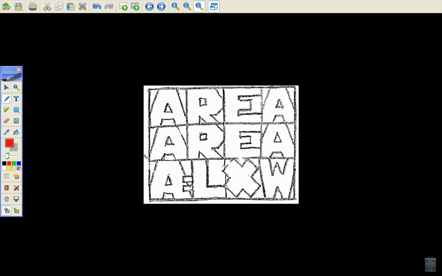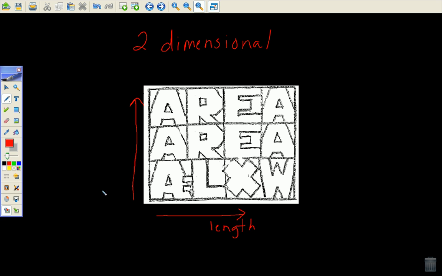For area, we're now looking at 2 dimensions. We're going to be taking the length of the object and the width of the object. And that is what you did when you were at home and you picked an object to measure with the non-standard units. You measured its length and you measured its width so that we could actually get the area.